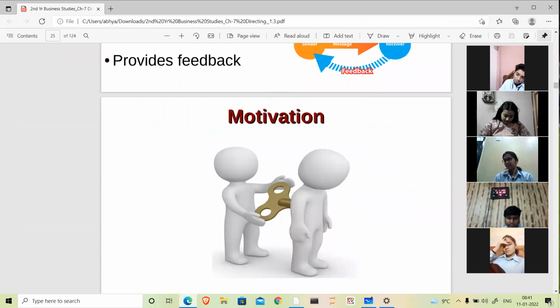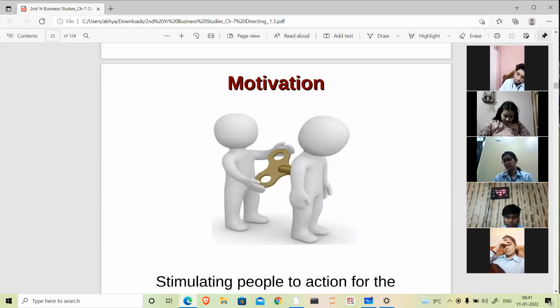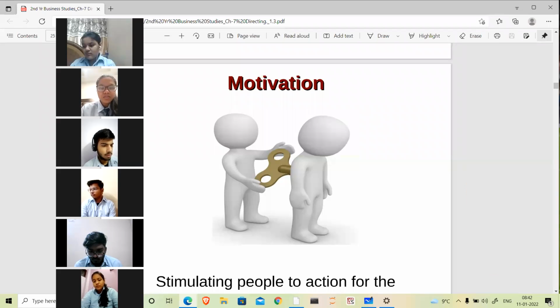Next element is motivation. What do you mean by motivation? Any student can raise hand. What is motivation in your language, in your words? What do you think, what is motivation? Anyone, please raise hand. Everyone in this world needs motivation. You must know the meaning of motivation, at least as a layman, as a common person.